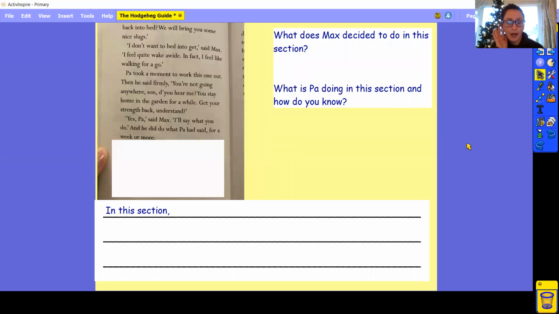Okay, and we're on to our last section now. What does Max decide to do in this section? What does he want to do at the end of this section? Is he going to give up his plans about crossing the road, or does he decide to do something else? What does he want to do? And this last question: what is Pa doing in this section, and how do we know?